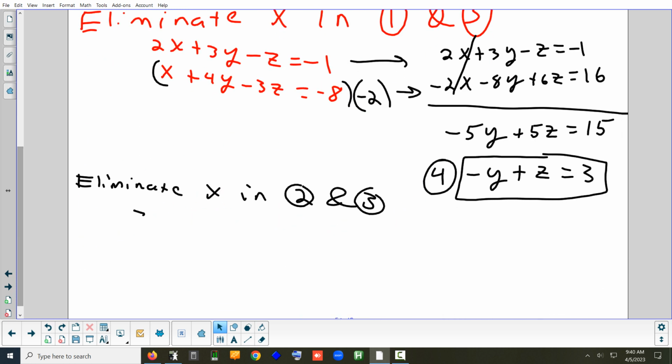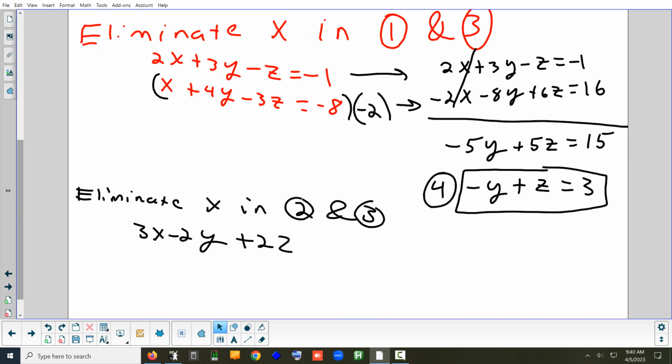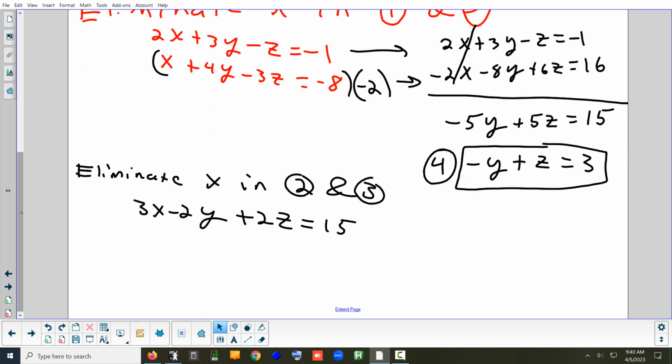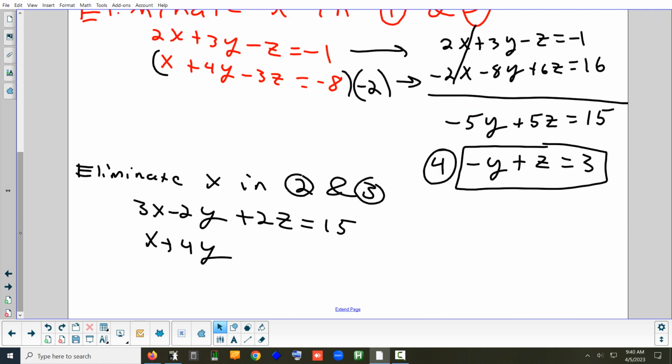So 3x minus 2y plus 2z equals 15. And x plus 4y minus 3z equals -8. So what would we multiply by, and which equation would we do it to make the x's cancel out? The bottom by -3. Yep. Let's multiply the bottom by -3.